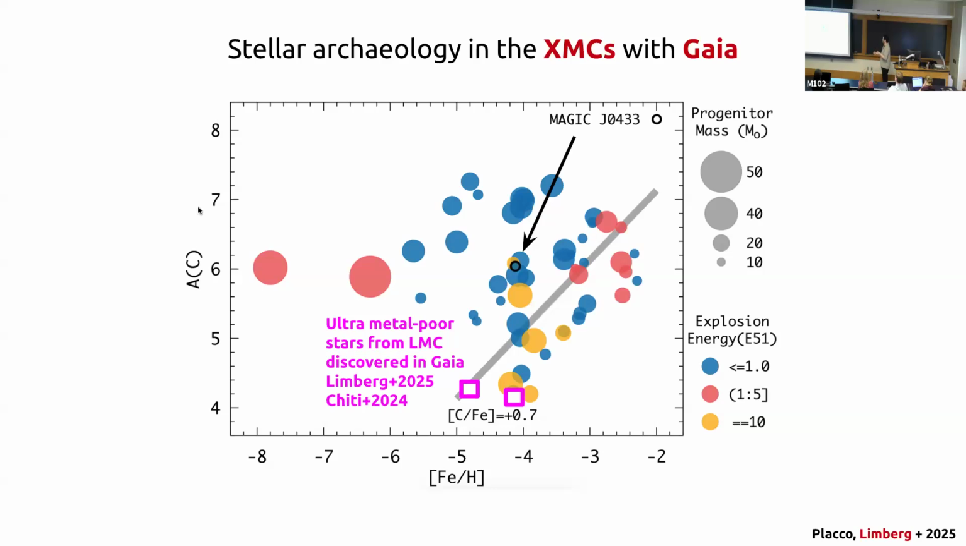This is one thing that is worth noting: essentially all of the stars, if you go below -4 point something, have very high carbon abundances. But these two stars that we found in the LMC, none of them is very carbon rich. So this is to say that maybe the chemical enrichment by the first stars is environment dependent.